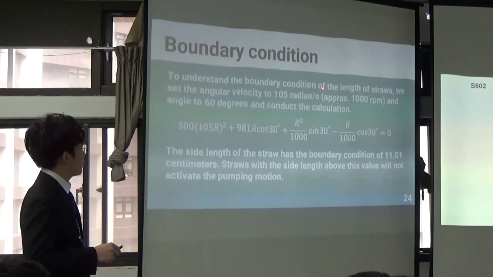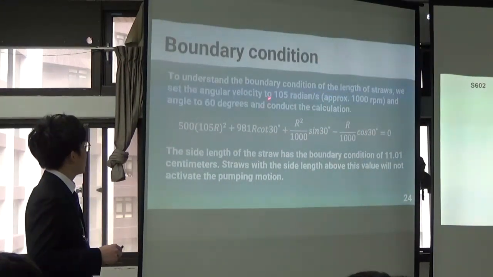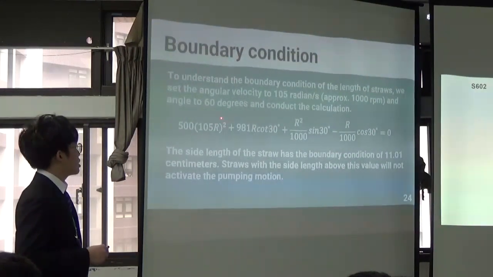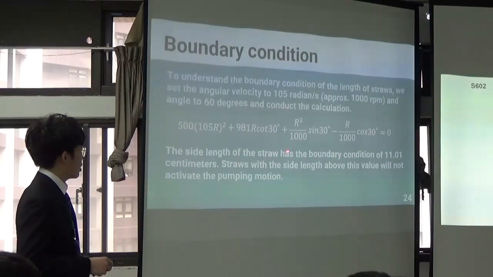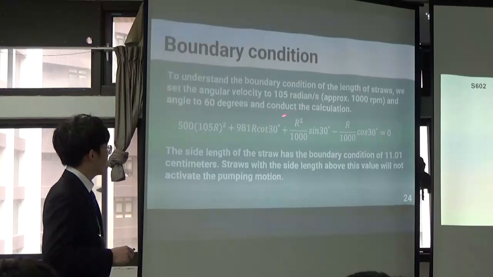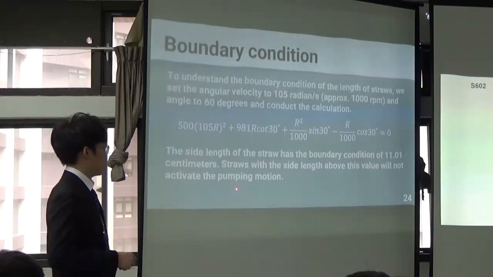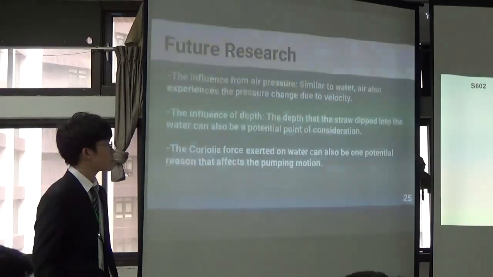And also we would like to understand the boundary condition for the length of our straws, and therefore we set the angular velocity to 105 radians per second and the vertex angle to 60 degrees, and conducted the meticulous calculation. Later we found out that the boundary condition for the length of the straws under this setup is approximately 11.1 centimeters, which means that straws with a side length above this value will not activate a pumping motion.